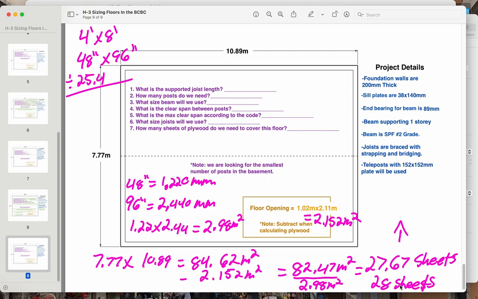Of course, we'll add a waste factor to that, typically about 5 to 10%. And so if we did that, we could add, let's say 10%. So we could do that times the 27, so 27.67 times 1.1. I'll write this down. 27.67 times 1.1 equals 30.44. So we'll call that 31 sheets total to cover that floor.